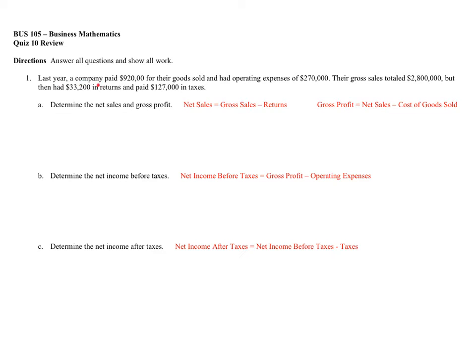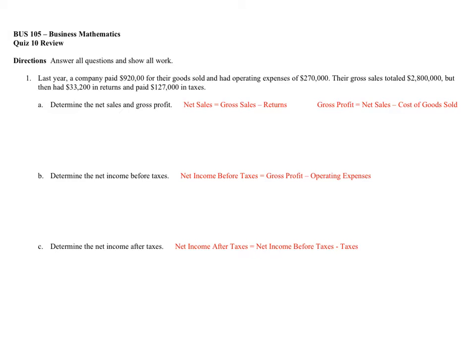Last year, a company paid $920,000 for their goods sold and had operating expenses of $270,000. Let's say their gross sales totaled about $2.8 million, but then they had $33,200 in returns and also paid $127 in taxes. Ultimately, I'd like to figure out the net income after taxes, but parts A and B will lead us to that answer.